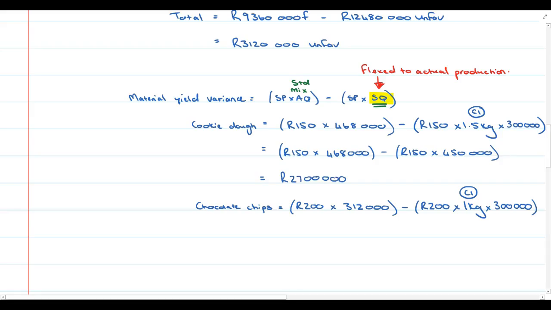So let's analyze this in more detail. According to the standard, in order to make 1 unit, they should have used 1.5 kilograms of cookie dough. So if they actually produced 300,000 units, they should have used 450,000 kilograms. You can see they actually used more than what they should have, so this variance is going to be unfavorable.